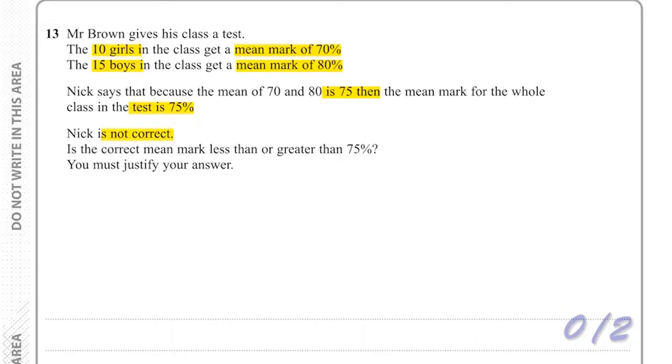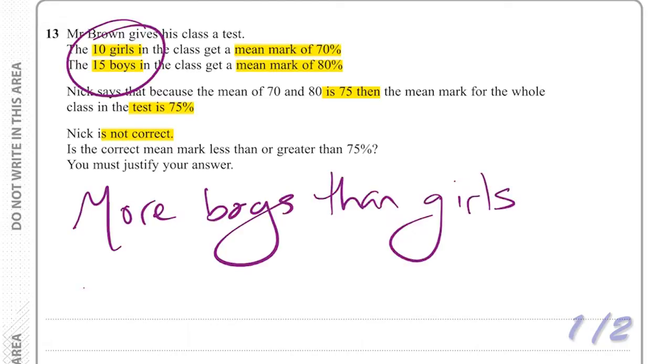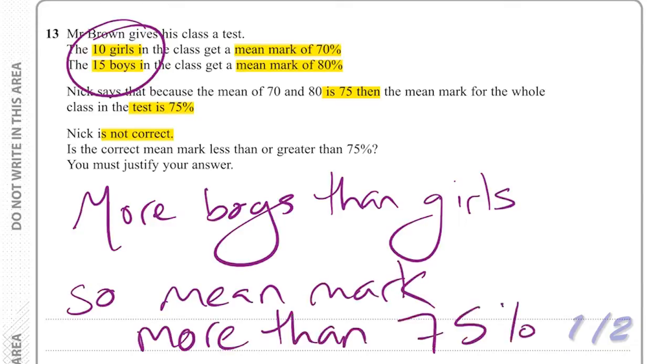Is the correct mean mark less than or greater than 75%? The question's only worth 2 marks, so you just need to give a little bit of writing. First, you've got to show that there are more boys than girls. That's going to skew the mean mark closer to the boys. So I would just say something like more boys than girls, so the mean mark is going to be more than 75%.